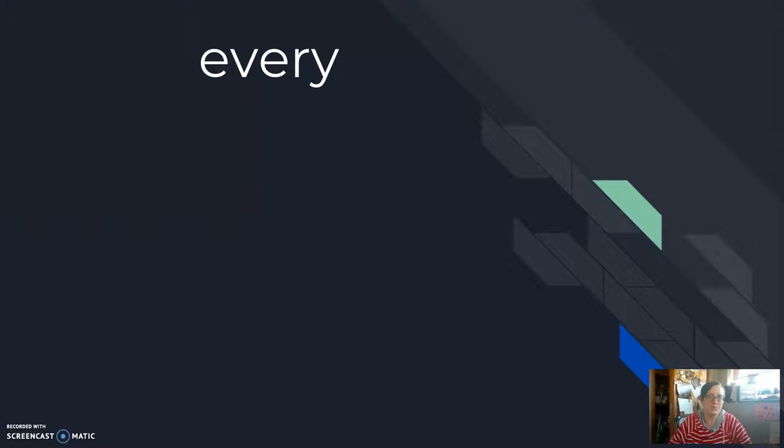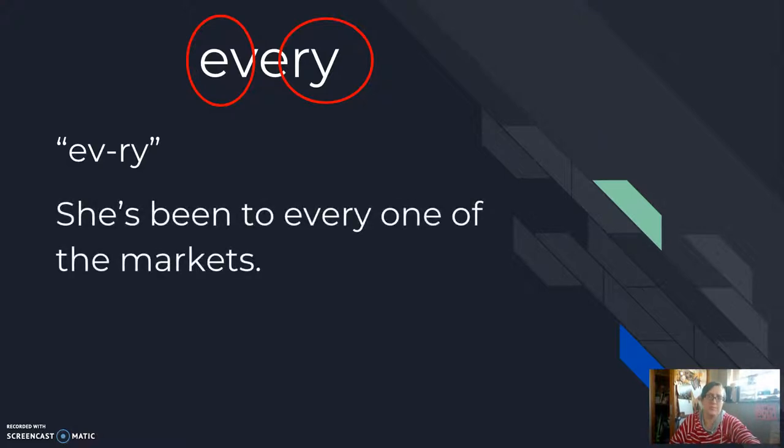Our last word to talk about here today. Again, this could have three syllables. Every. But my reduced pronunciation, I say every. Everyone, everybody, everything. She's been to every one of the markets, each individual market. She has been to every one.